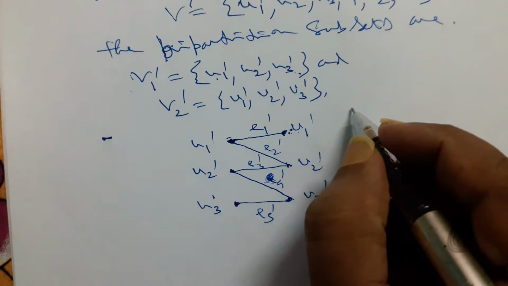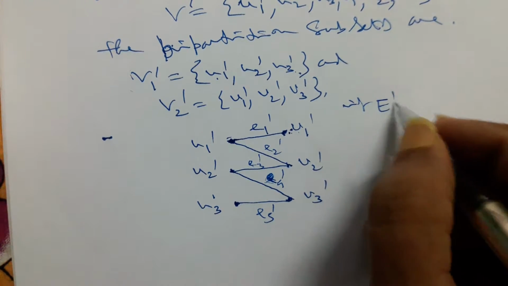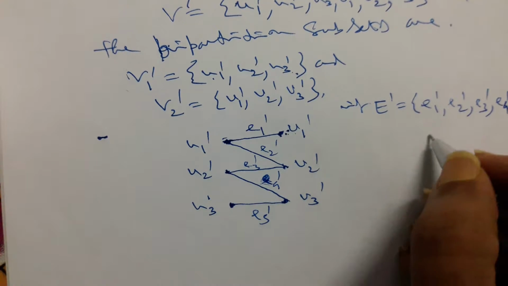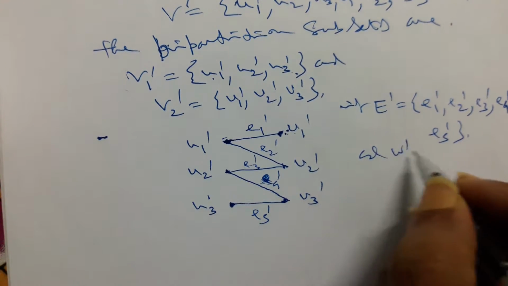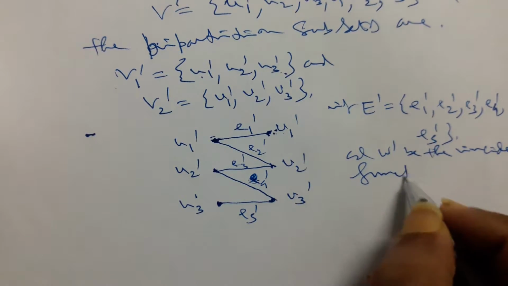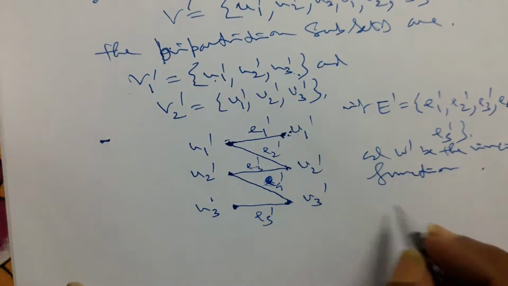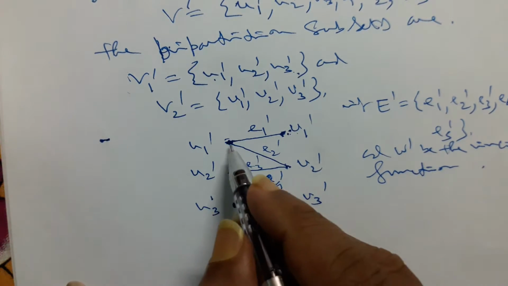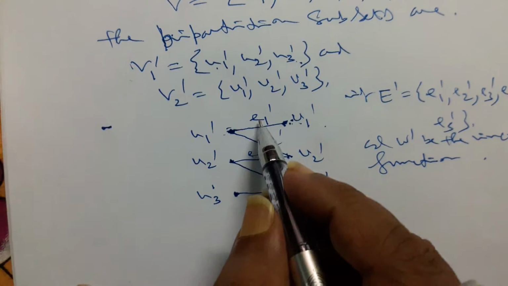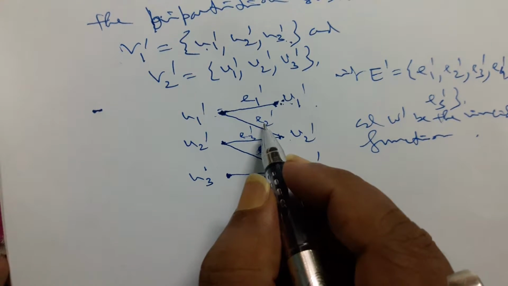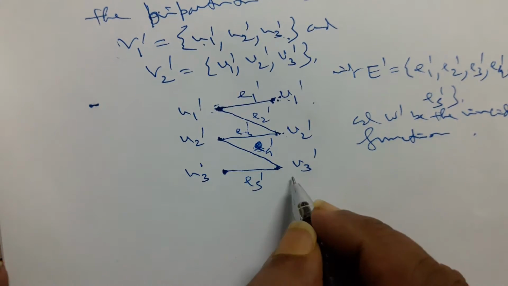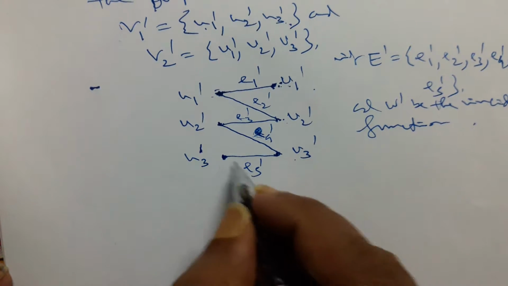And if E dash is the set of edges consisting of e1 dash, e2 dash, e3 dash, e4 dash and e5 dash, and omega dash is the incidence function, then e1 dash is incident with u1 dash and v1 dash, e2 dash with u1 dash and v2 dash, e3 dash with u2 dash and v2 dash, e4 dash with u2 dash and v3 dash, and e5 dash with u3 dash and v3 dash.